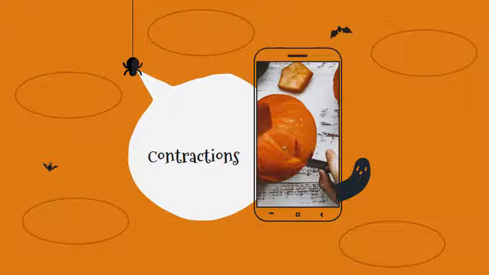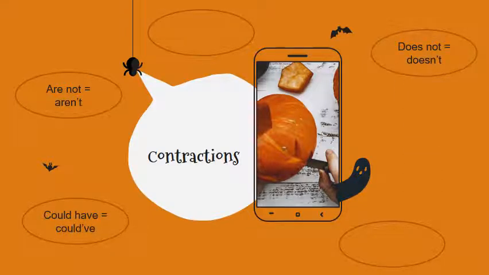The contractions, it's the last part in the phonics. As we agreed, contraction is when I have something long, I have to make it shorter. Okay, as in are not, with the negative I have to deal with the negative not, so it becomes aren't. Does not, doesn't. And sometimes I have to work with the have or had, so could have, could've.